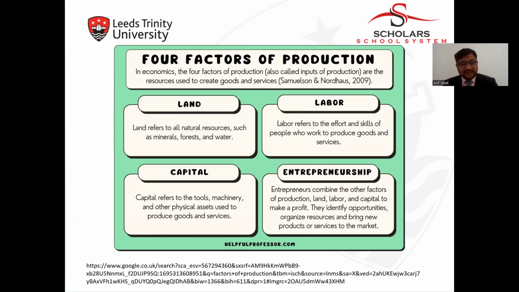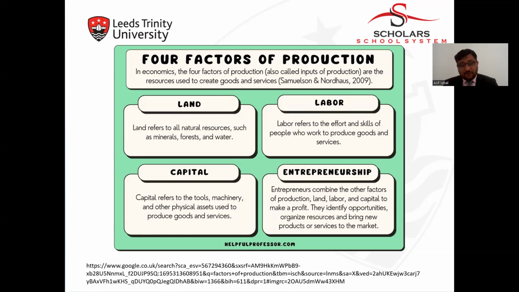If land and labor are there, the next factor of production is capital. Capital refers to the tools, machinery, and other physical assets used to produce goods and services, which is important as well. Machinery is required, physical assets are required, all these are required to produce any type of goods and services. The last one is entrepreneurship.